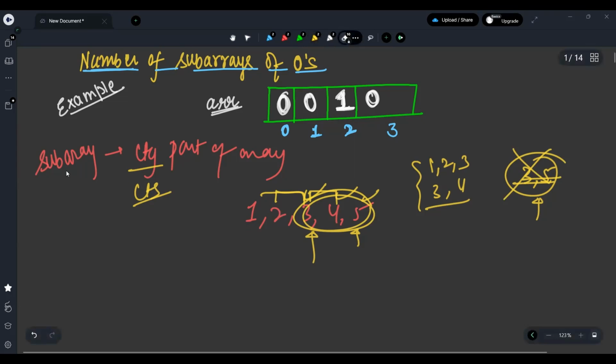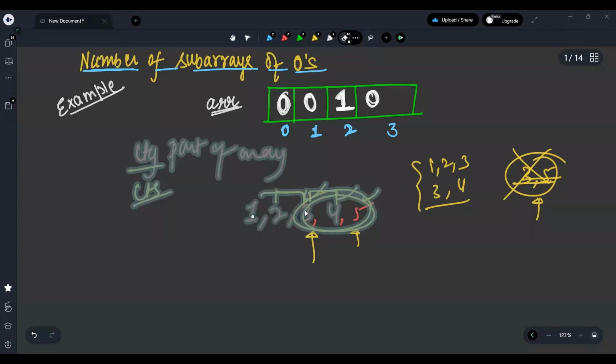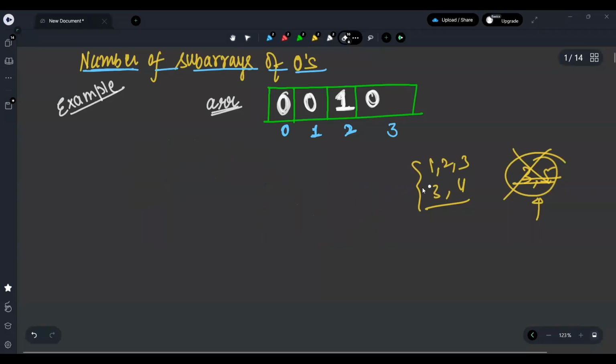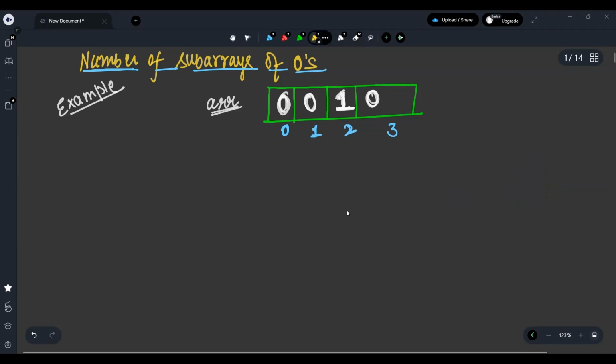We have to find the number of subarrays which only have zeros. So our question is mainly all about what? That we have to find contiguous zeros. Number of subarrays means number of contiguous zeros. So let's say here is the example. Here is the array. So this array can take 0, 0. This can take this 0. This can take these two 0.